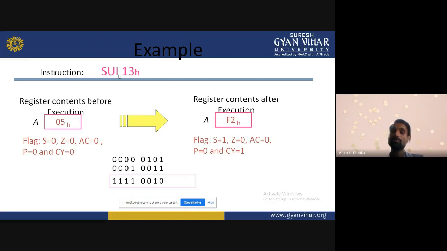In addressing mode, there are 5 types: immediate, direct, indirect, register, implicit, and register addressing mode. So here, data is given directly, so it's the immediate addressing mode.